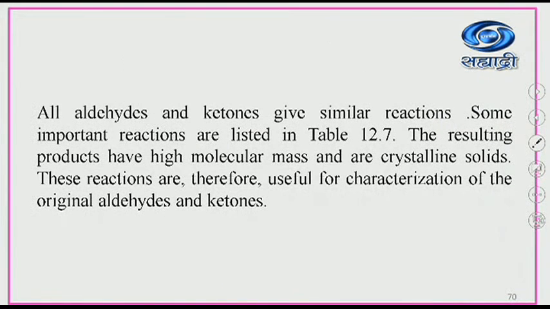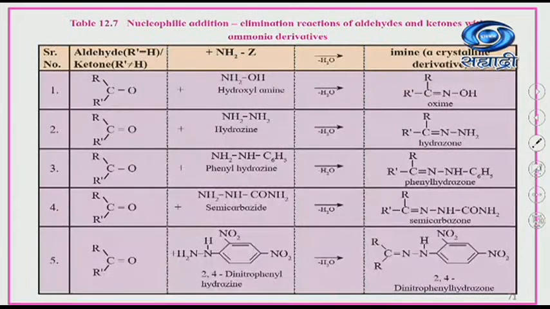All aldehydes and ketones give similar reactions. Some important reactions are listed in table 12.7. The resulting products have high molecular mass and are crystalline solids. These reactions are therefore useful for characterization of the original aldehydes and ketones. So this is table 12.7, nucleophilic addition-elimination reactions of aldehydes and ketones with ammonia derivatives.